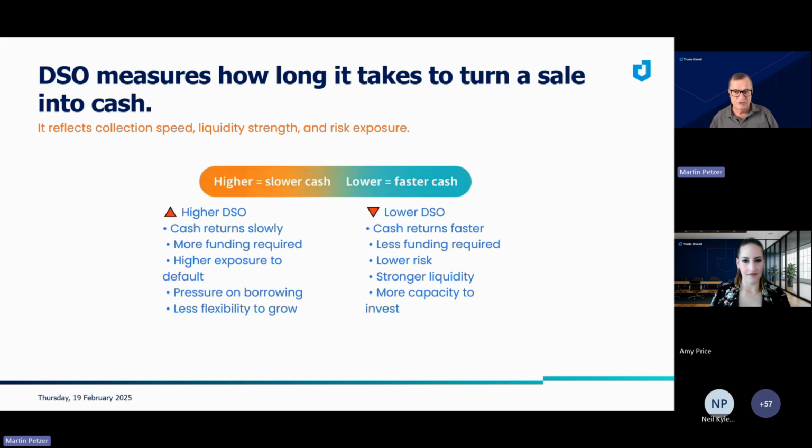Any outsourced collections will say to you, if something is in 30 days and we collect, we take 5%. If something is in 120 days and we collect, we take 45%. I'm just using figures now. Why is that? Because of the complexity and the difficulty in collecting the older cash. Pressure on borrowing and less flexible growth. So in other words, you are not so flexible to spend money to grow your business. Why? Because you don't have cash.